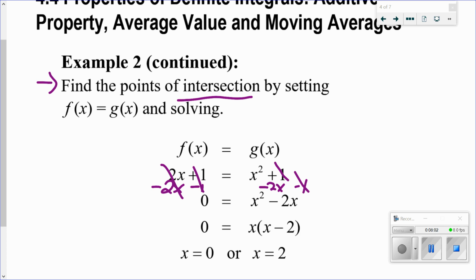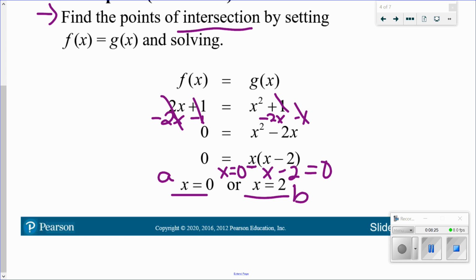We have a GCF of x, so we're going to factor that out. So we are left with x times x minus 2 equals 0. Set each factor equal to 0, which means x is 0 and x is 2. This is your a and your b. So now we know where they intersect.